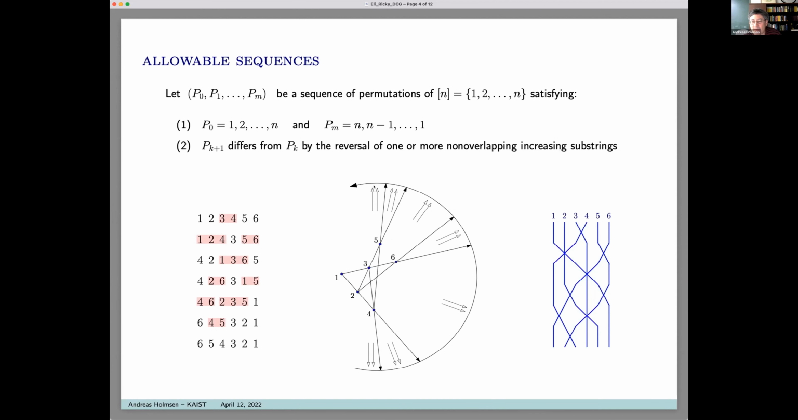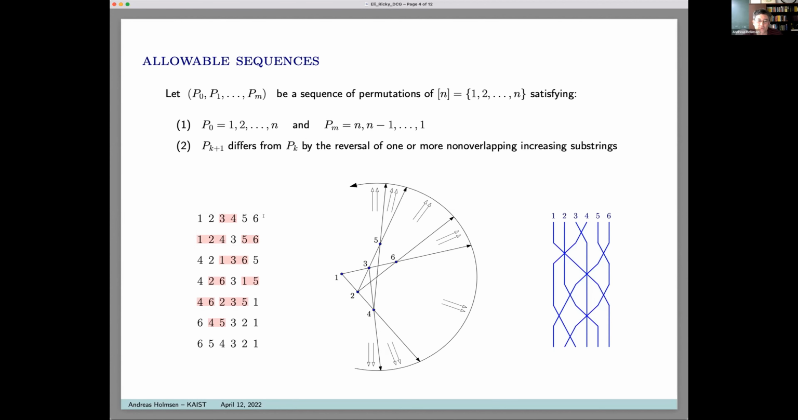They wrote many papers about this, studying properties and so on. Here on the left, I have written down one specific allowable sequence, and you can see highlighted the increasing substrings that are being reversed when you go to the next step. And where does this allowable sequence come from? Well, it comes from this point configuration. If I take a vertical line and sweep from left to right through this configuration, I will meet the points in the labeled order 1, 2, 3, 4, 5, 6. If I start rotating the line, you see that the order changes as soon as you pass the direction of a line spanned by the point configuration. The first one you will pass is 3, 4, and that's this one. Next, you will pass 1, 4, which is parallel to 5, 6, and those are the switches happening here.